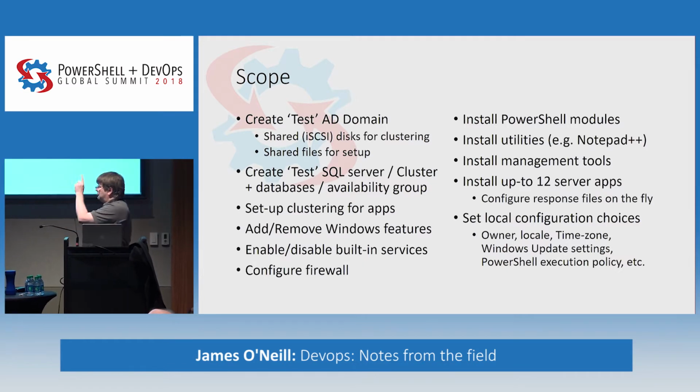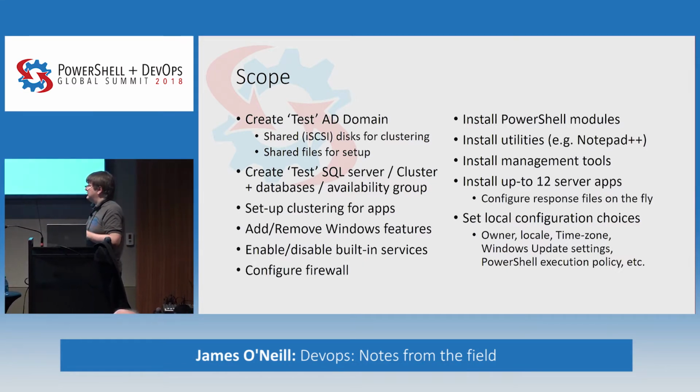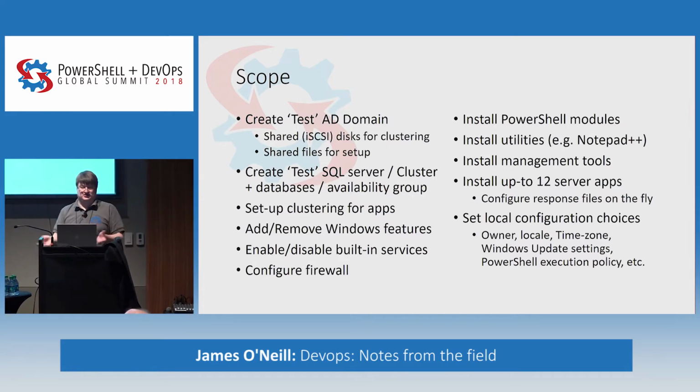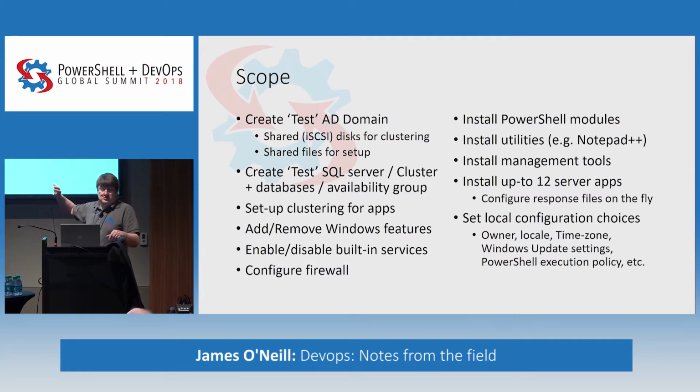So what was the scope? I tried to capture as many of the bits that were in scope as possible. So I have to be able to create a test AD domain, and when I create one of those test environments, I use the domain controller as my file server for everything. It's just the infrastructure server. We need to be able to set up SQL, sometimes on clusters. We need to set up clustering for our applications, set up all the Windows apps, services, firewall, install quite a lot of PowerShell modules, not surprisingly, various utilities to make things helpful, other management tools, and about a dozen of these apps from GE, plus sundry other bits and pieces.